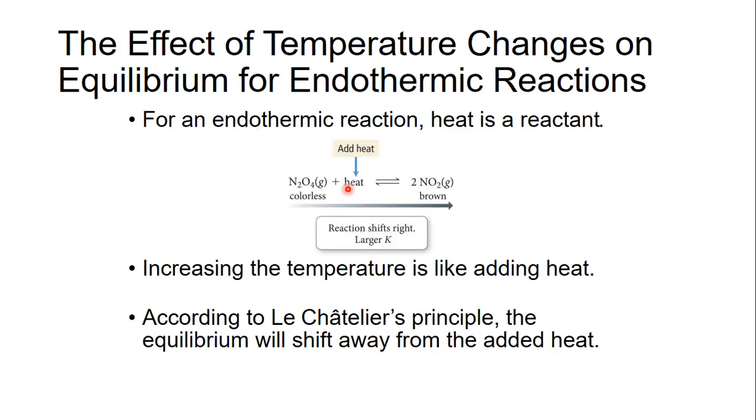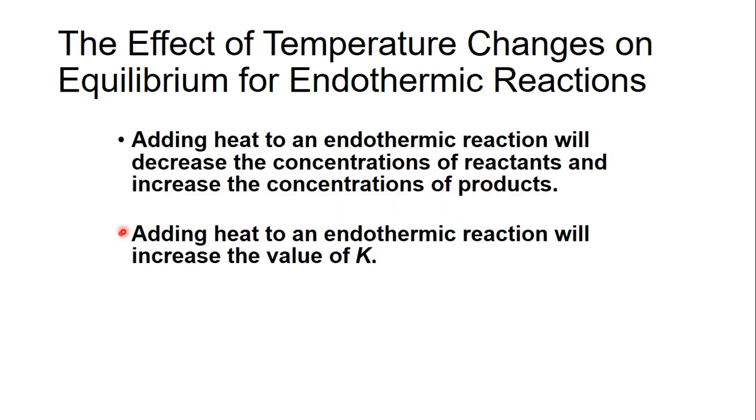Now, endothermic reaction. In an endothermic reaction, heat is a reactant. So if you add heat, it's like you're adding a reactant, and so your reaction will shift to the right. So adding heat to an endothermic reaction, you decrease the concentration of reactants and increase the concentration of products. K equals products over reactants. You increase the numerator, you decrease the denominator, so your K will get bigger.